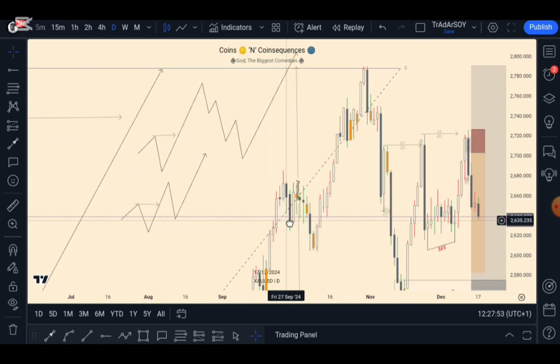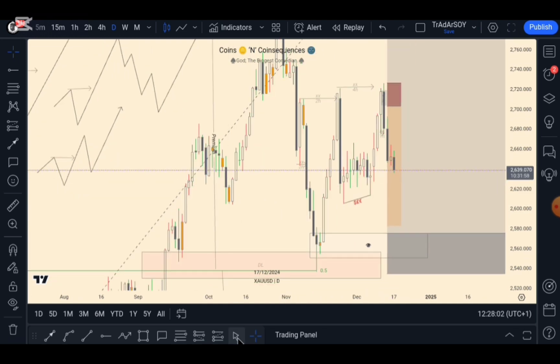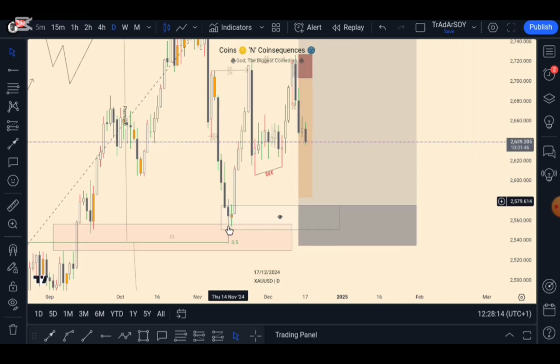So here we expect a return to order, a return to order here, and here. This is the candlestick, this is the order. This is the zone responsible for the change of character. This is actually an unmitigated wick.